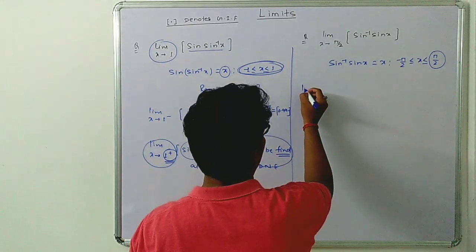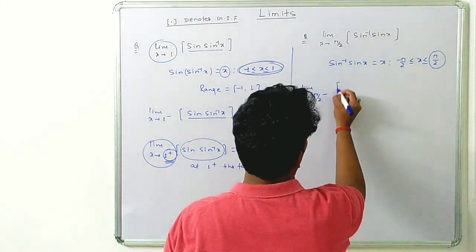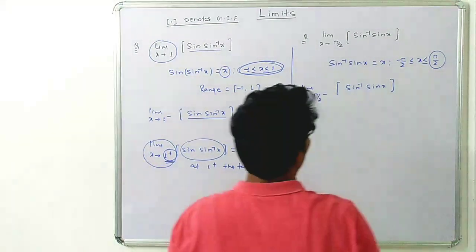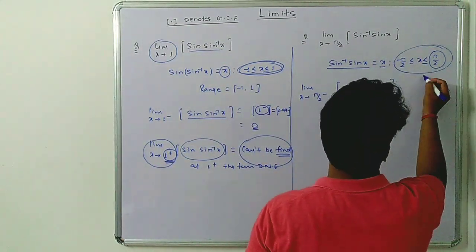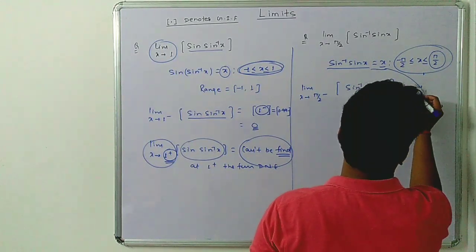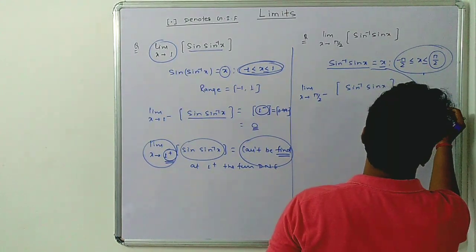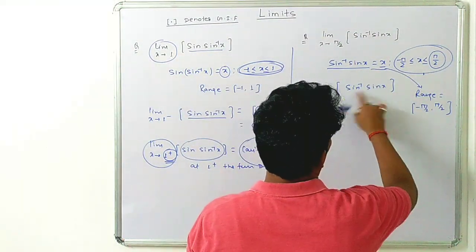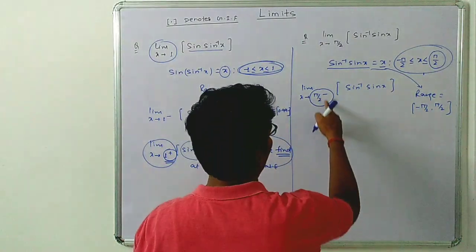So again we have to check for both, limit x tends to pi by 2 minus of sine inverse of sine x, correct? If sine inverse of sine x is equal to x and its domain is this, it means its range is also going to be the same. What is its range? The range is also from minus pi by 2 to plus pi by 2, correct? Minus pi by 2 to plus pi by 2, and we are finding the limit x tends to pi by 2 minus.